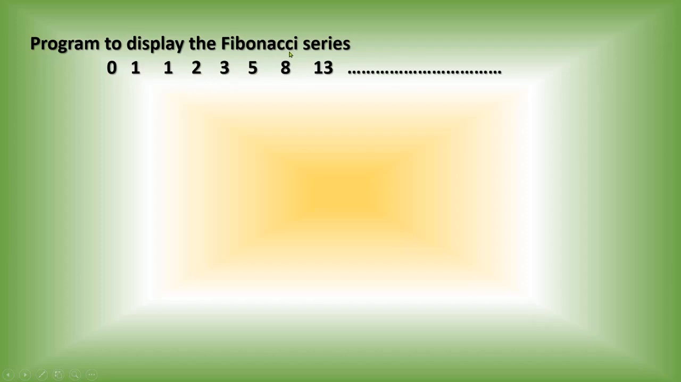We studied in the last class to find the sum of the series. There is another type of series. Here you have to generate the series. So in this series, the first two numbers are permanent or constant numbers. Using these first two numbers, you have to generate the remaining numbers in the series.